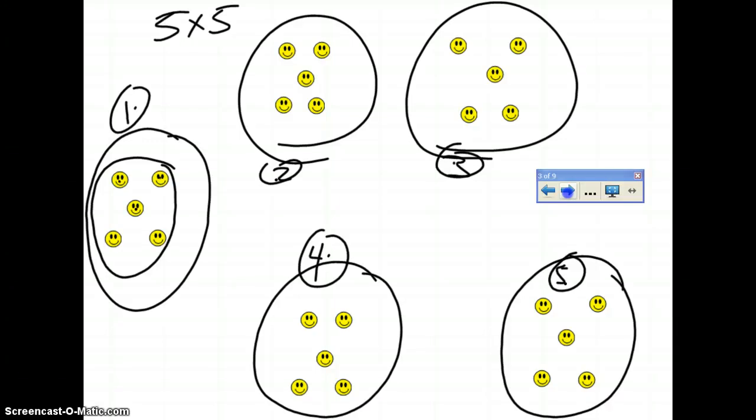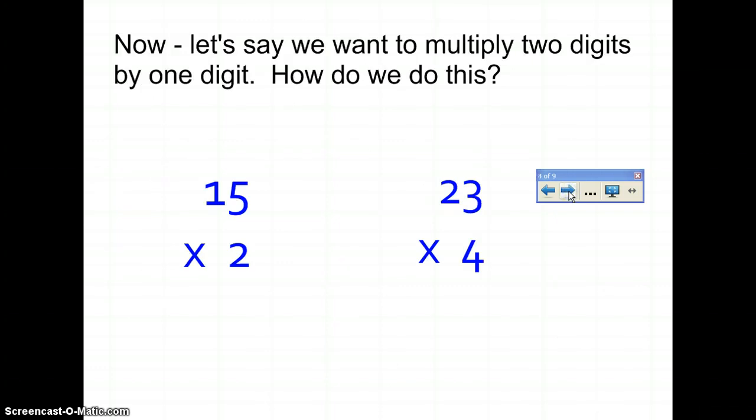So we have 5 here. This will be up to 10, 15, 20, and 25. So 5 times 5 equals 25. Okay? So that's just the first general rule. Just put that on the back burner for a second, and we're going to work on multiplying 2 digits by one digit. So we start with 15 times 2.